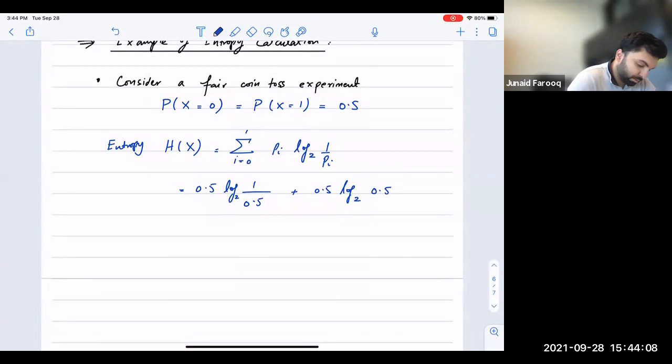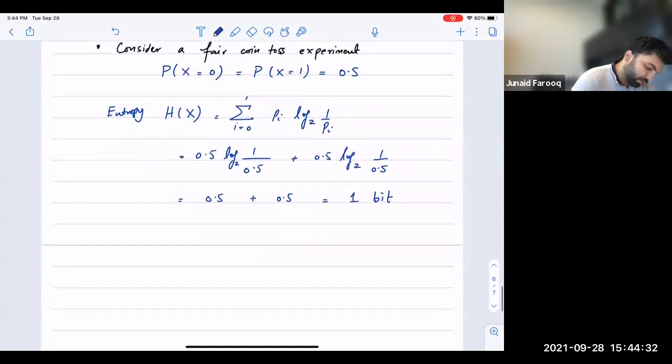Okay, so now 1 over 0.5 is actually 2. So log 2 of 2 is 1. So essentially what you will have is 0.5 plus 0.5, which is 1 bit. So the information content in a fair coin toss is just 1 bit.